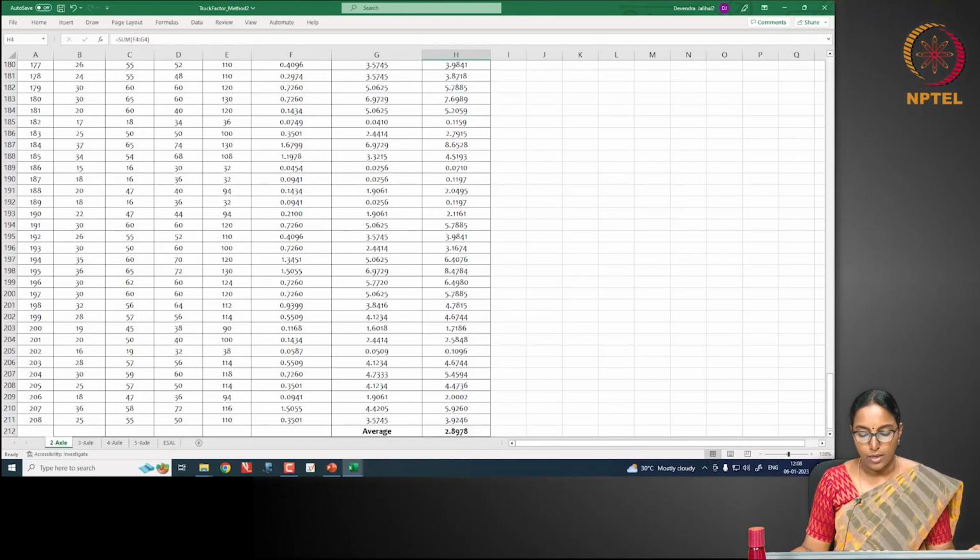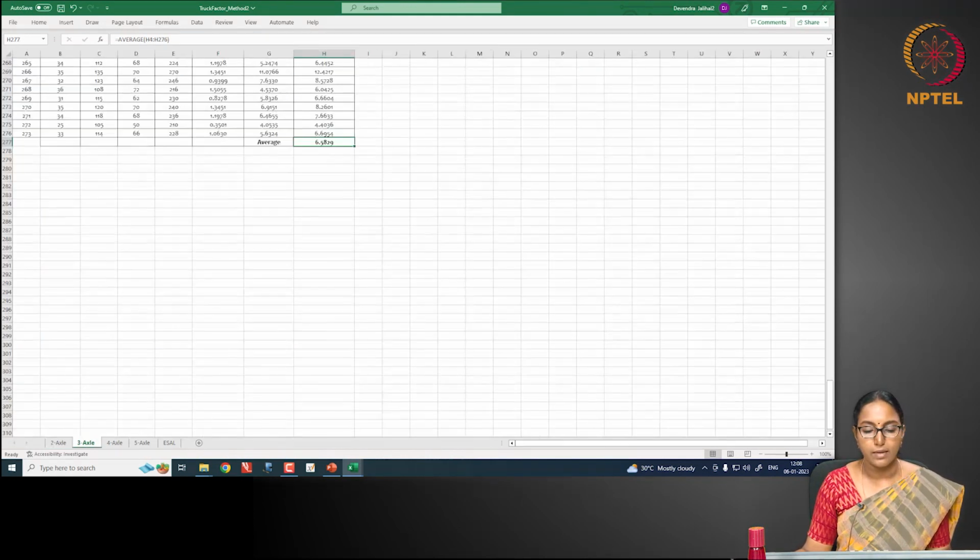Then take the average of all these total equivalent standard axle loads, and you will get the truck factor for that category. So this has come out as 2.8978. So this is for the first category of vehicle.